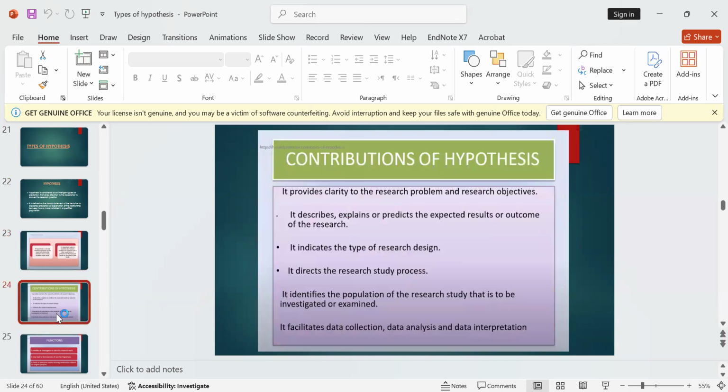Contributions of hypothesis. It provides clarity to the research problem and research objectives. It describes, explains, or predicts the expected results or outcome of the research. It indicates the type of research design and directs the research study. It identifies the population of the research study that is to be investigated or examined. It facilitates the data collection, data analysis, and data interpretation.